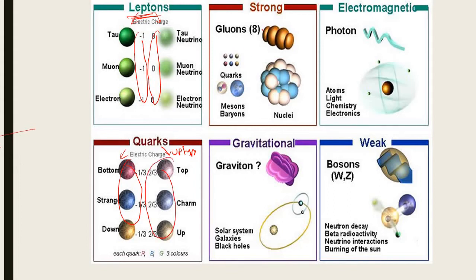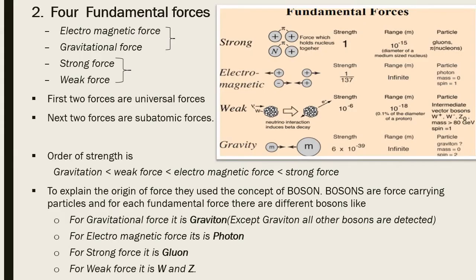There are four fundamental forces: strong force, gravitational force, weak force and electromagnetic force. For every fundamental force there is a boson associated. For strong force the associated boson is gluon. For electromagnetic force it is photon. For gravitational force it is graviton. And for weak force it is W and Z. We'll discuss these things in the next slide.